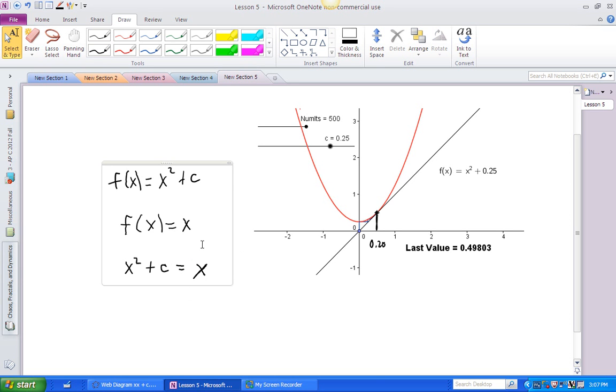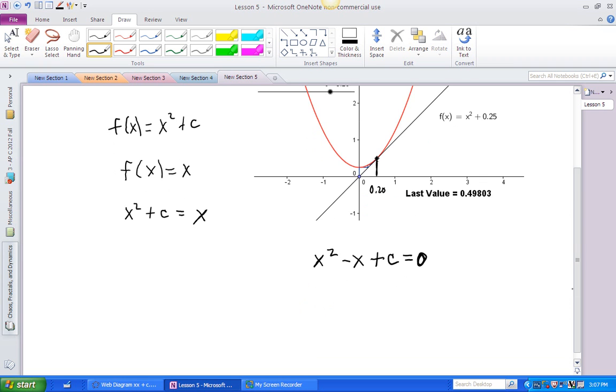x squared plus c equals x. And what I'd like to do is solve that equation for x. x squared minus x plus c equals 0. And I can solve that equation for x using the quadratic formula. So let's do that right now.